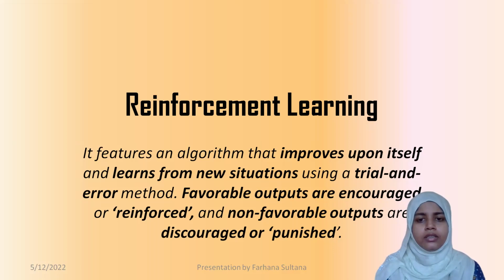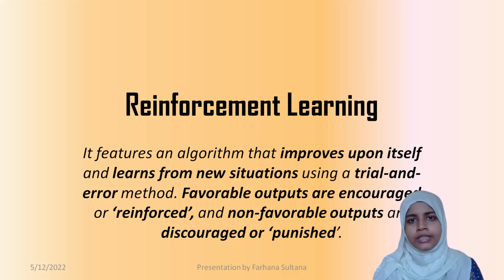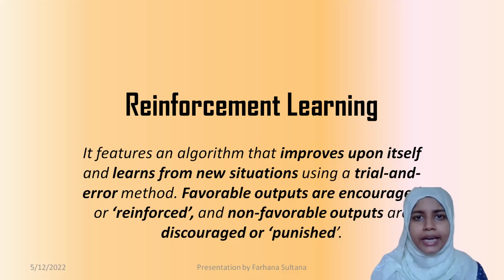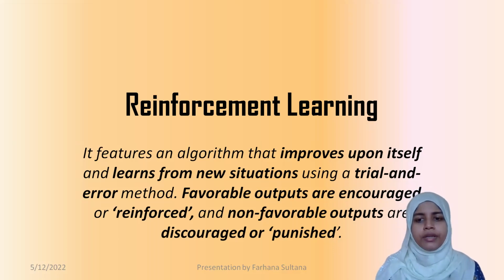So a machine, in the case of reinforcement learning, learns by the trial and error method. It actually learns from new situations, and if the output is favorable, then it reinforces. That means it learns that it can do it again, and non-favorable outputs mean it makes mistakes and learns that it should not do it again.